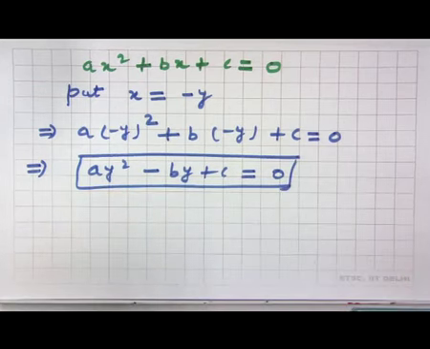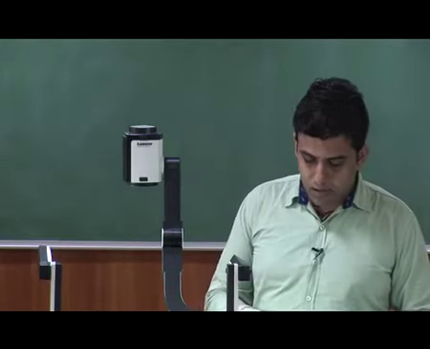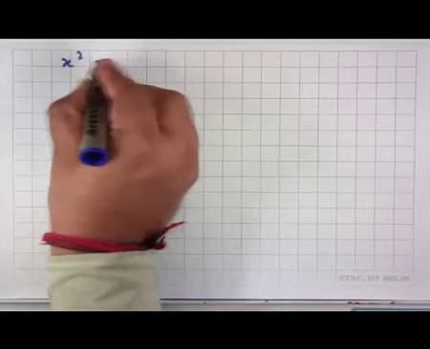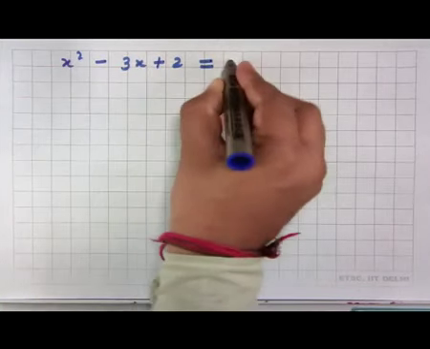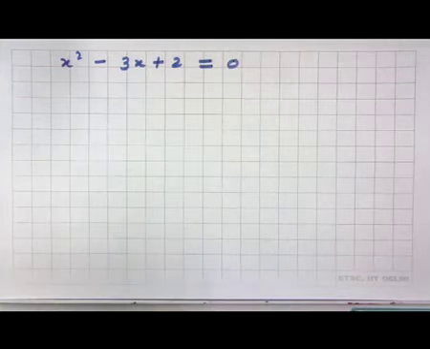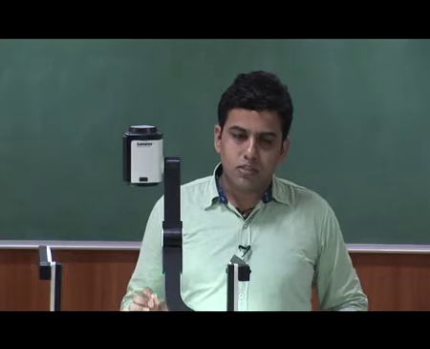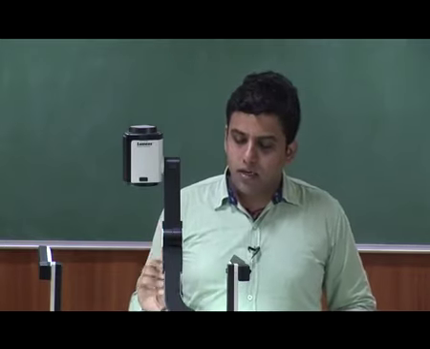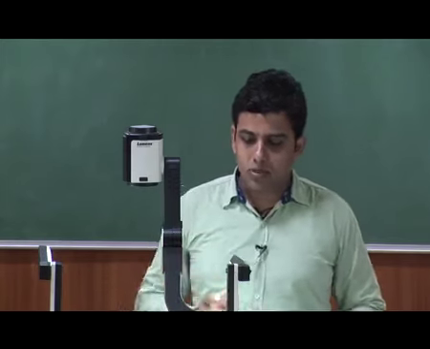Now, it is the transformed equation. Let us understand by another example. Suppose x square minus 3x plus 2 equal 0 is a quadratic equation, and we want to get that equation whose roots are the negative of the given quadratic equation.